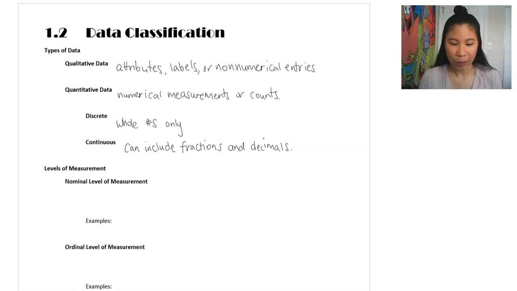Okay. But then when we talk about discrete, where we're whole numbers only, that just means like if I were to ask how many people attended, you can't have 15 and a half people who attend something, because how would you have half a person? So that's why that's something that would be discrete.